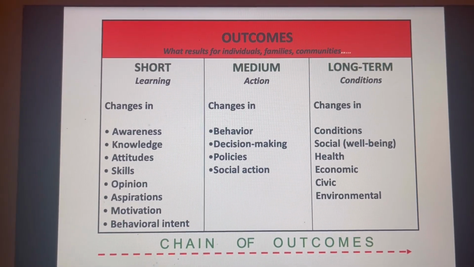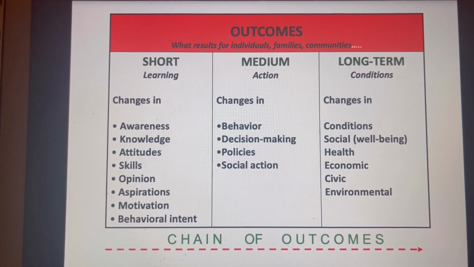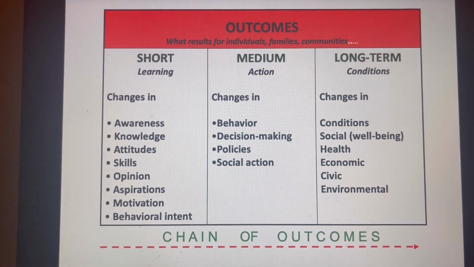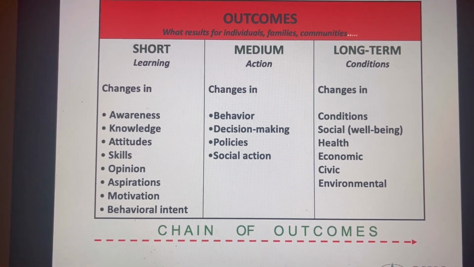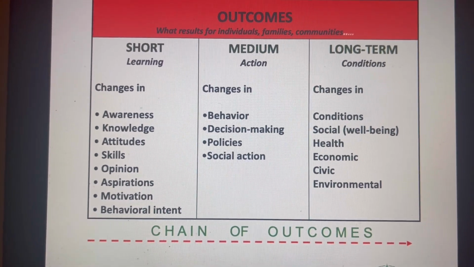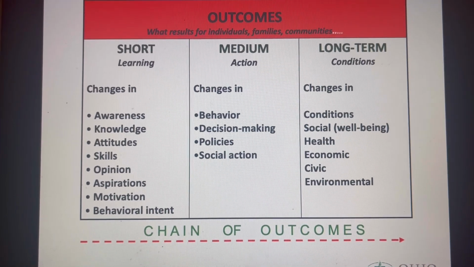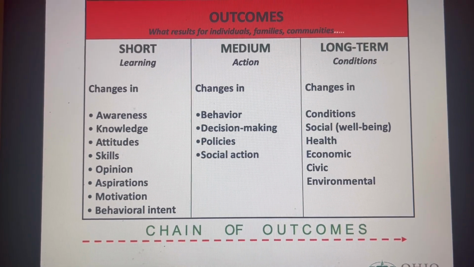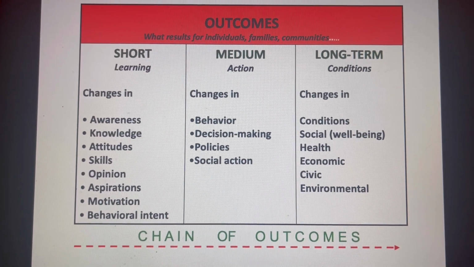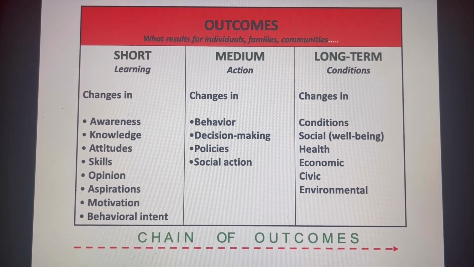And the outcome column shows what results for individuals, families, and communities. So this basically shows what results you're going to get. What am I accomplishing? What are my short-term results? What are my medium-term results? And what are my long-term results when I implement my program? When you're implementing your programs, you can even use a process assessment during your short-term outcomes.